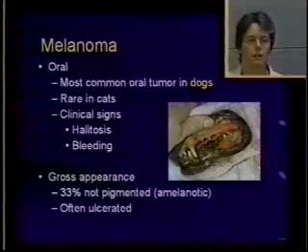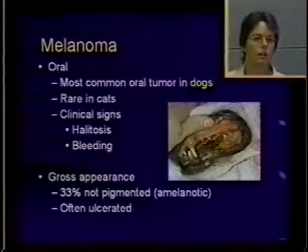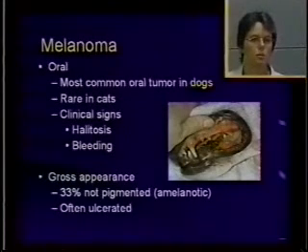Oral melanoma is the most common oral tumor in dogs, very uncommon in cats. Again, the similar clinical signs that are seen with the squamous cell carcinomas, because again, these tumors are often ulcerated, so they have bleeding from the mouth, they will have salivation, they'll have halitosis.